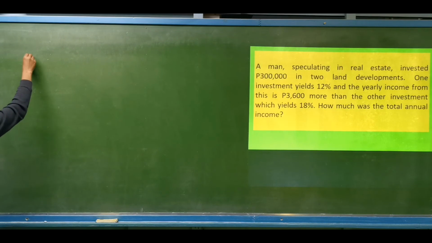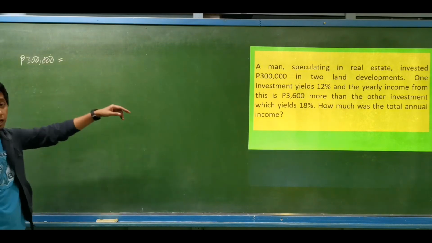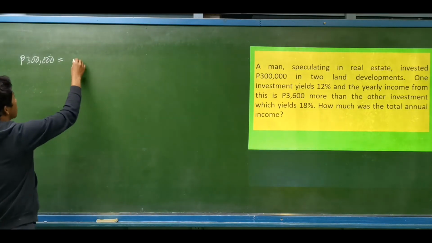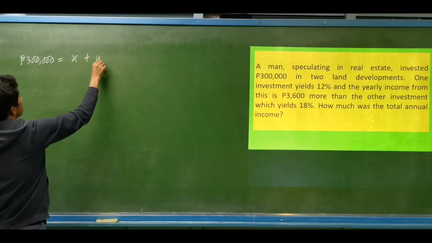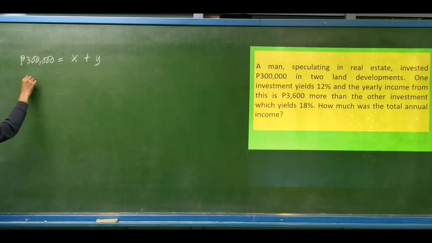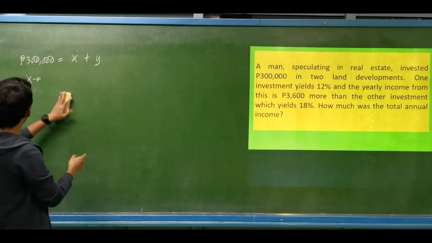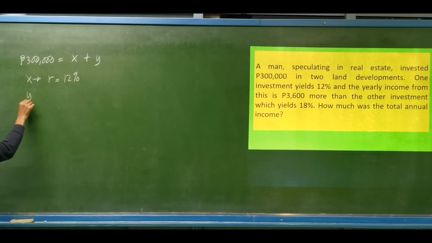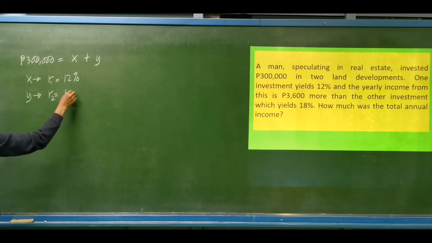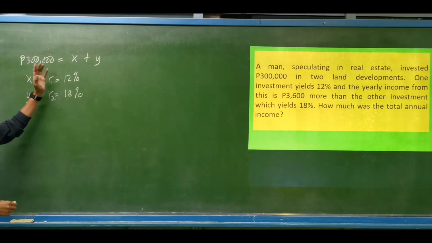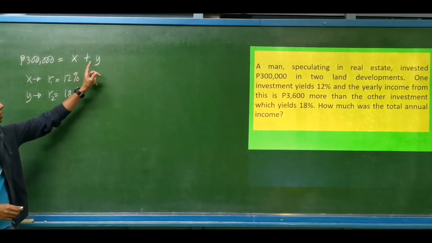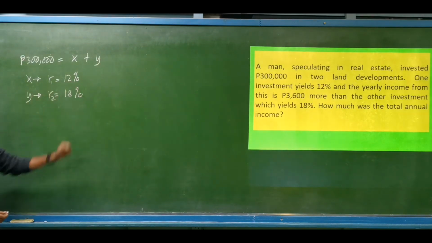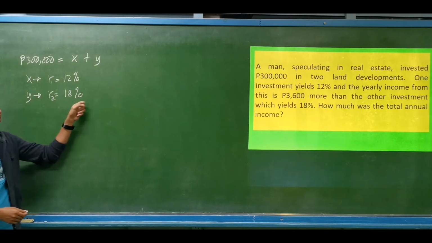Basically, based on the problem, we have a capital of 300,000 pesos to be distributed into 2 investments. The first investment is, let's say, X, and the other investment is Y. X is invested at the first rate given, 12%, while the other is invested at a rate of 18%. So 300,000 is distributed into 2 investments, X and Y; X is invested at 12% and Y is invested at 18%.